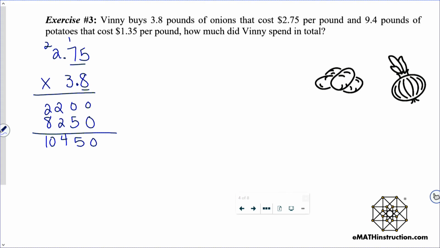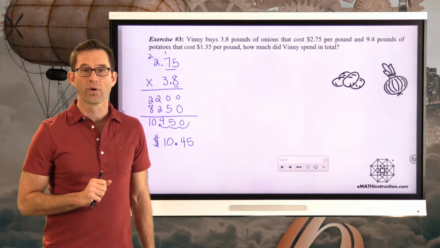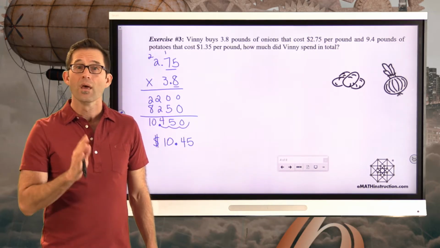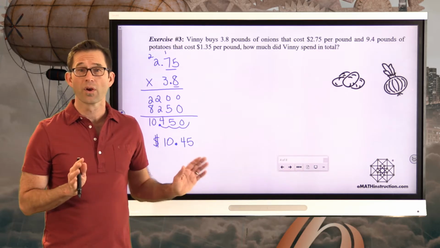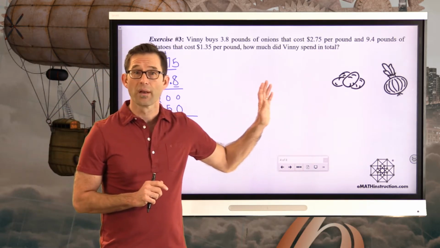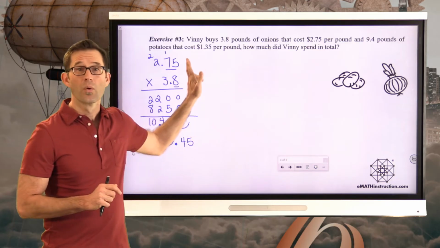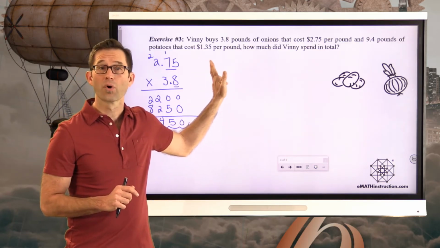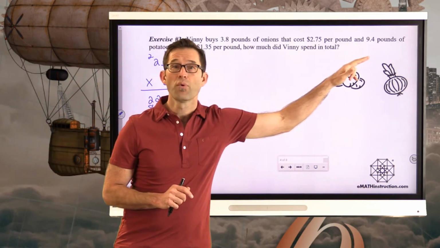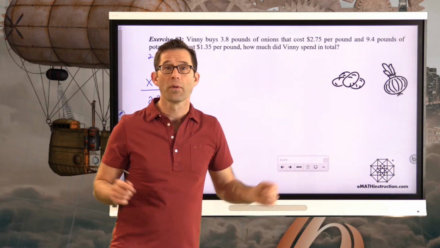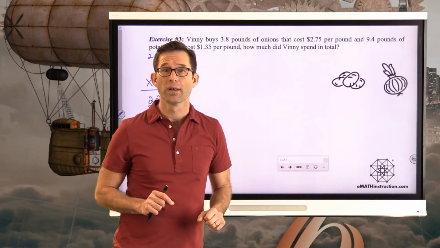Note that we have 3 decimal places, 1, 2, 3, and it looks like, at least on onions, that's a lot of onions, Vinny is going to buy $10.45 in onions. Now what we want to figure out is how much Vinny is going to spend on potatoes. It's going to be the same idea. We're going to take $1.35 per pound on the potatoes and the 9.4 pounds of potatoes, and multiply them together to figure out how much he spent on potatoes.